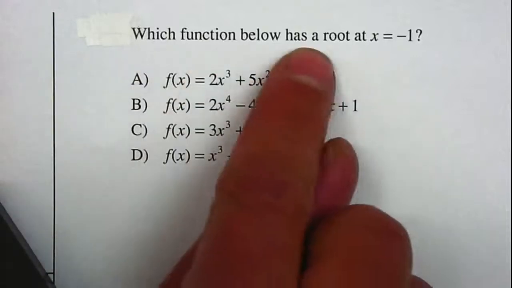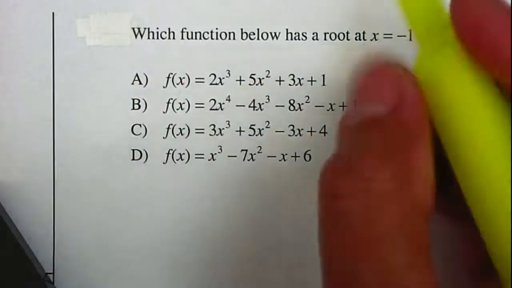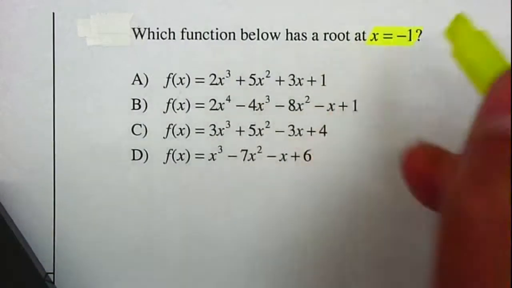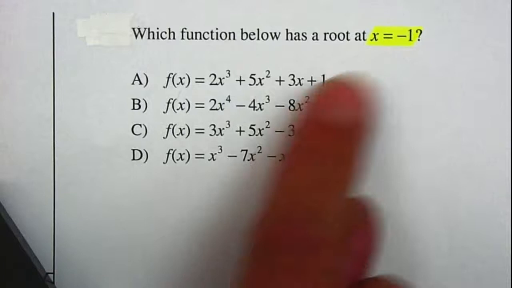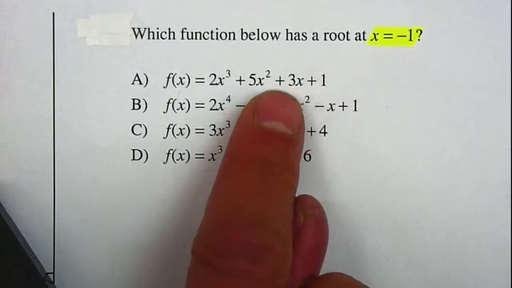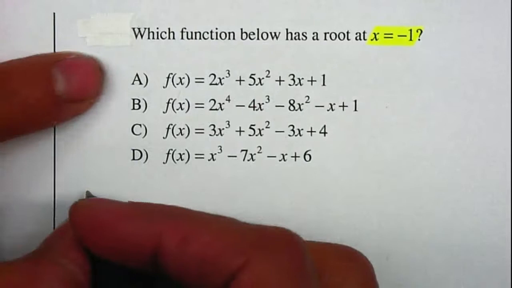Which function below has a root at x equal to -1? Now, whenever the root is x equal to -1, that means that whenever we divide it, your remainder should be 0. And we're going to use synthetic division for each of the answers.